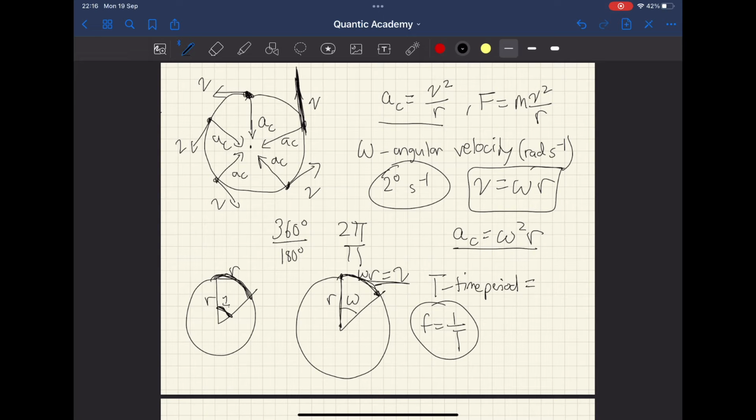What's the distance around the whole circle? That's just the circumference, 2 pi r. And the speed? Well, the speed is v. So it's 2 pi r over v. But if you substitute v is equal to omega r, you get that it's also equal to 2 pi over omega. So the time period is 2 pi over omega and 2 pi r over v. But you use whichever one you have information for.